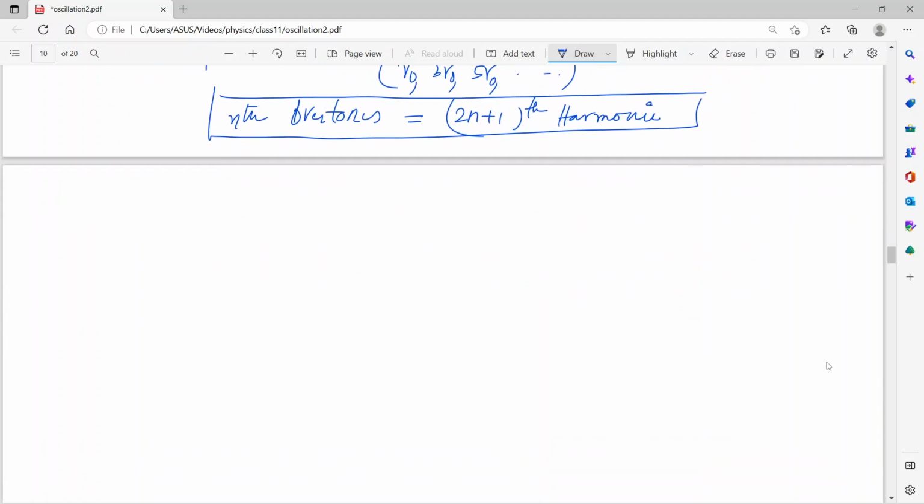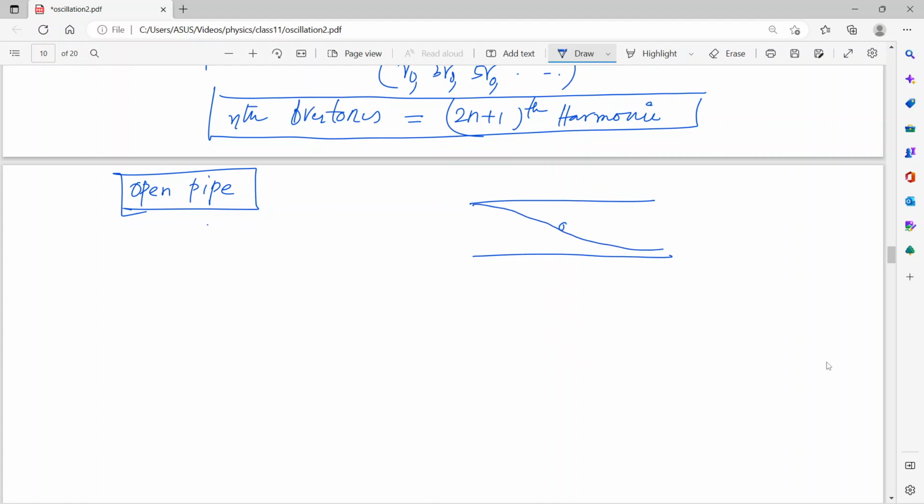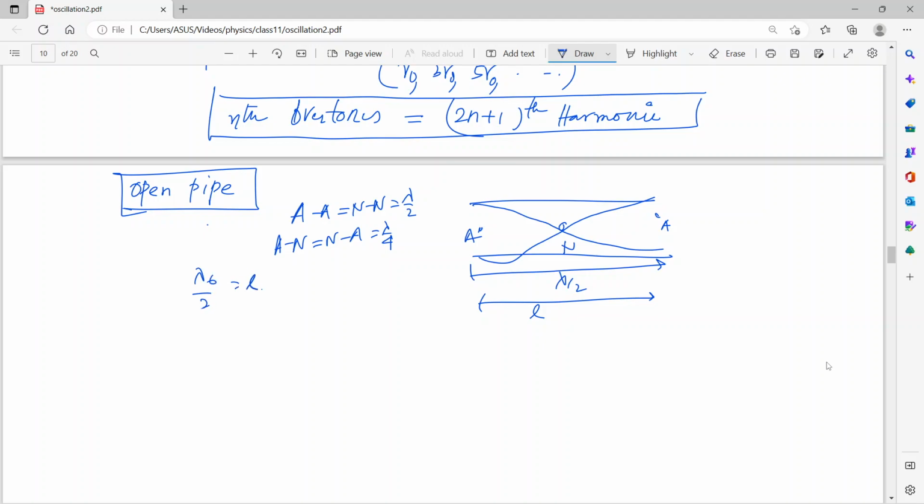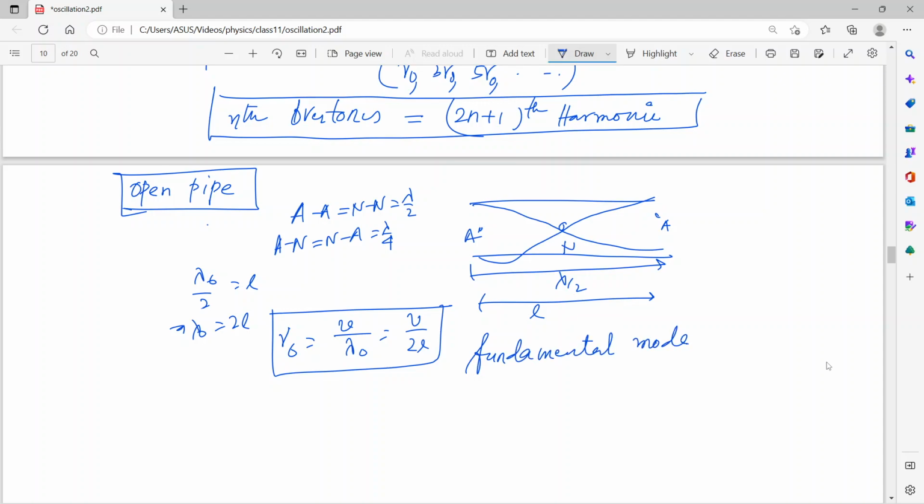Now, this was the closed pipe, of course. If we talk about the open pipe, that means both ends are open. That means somewhere in the middle a node has been produced. This is an antinode, this is an antinode. Antinode to antinode or node to node, the difference is lambda by 2. Only antinode to node or node to antinode is lambda by 4. So lambda by 2 equals L, so lambda naught equals 2L. So the frequency mu naught is velocity by lambda naught, velocity by 2L, and this is the fundamental mode, or you can say the first harmonic.